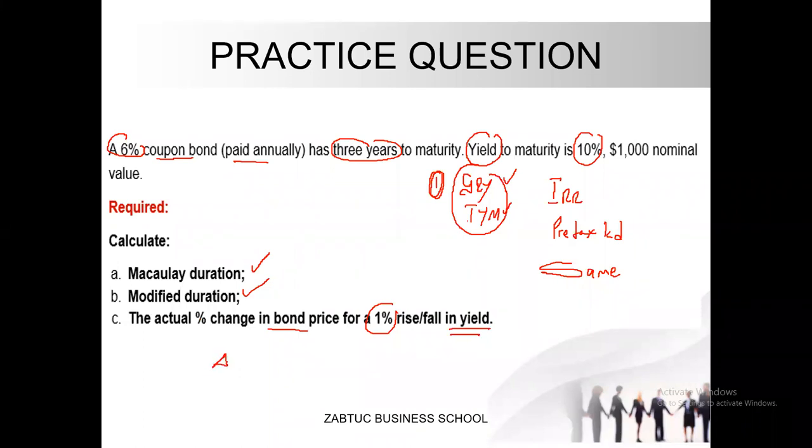Remember, the change in the price equals what? The modified duration multiplied by the change in the yield, multiplied by the price. This gives you what you're looking for. So you need to calculate modified duration, multiply by the 1% change, multiply by the current market value. That will give you the change that you're looking for.